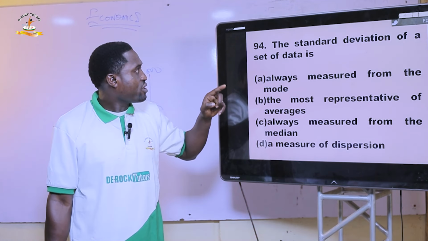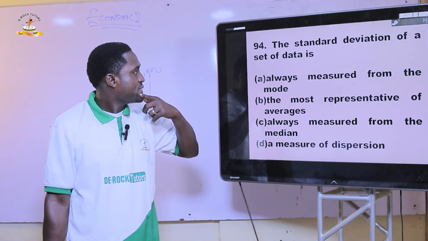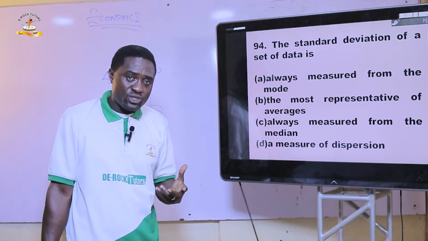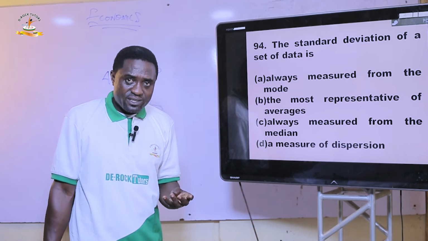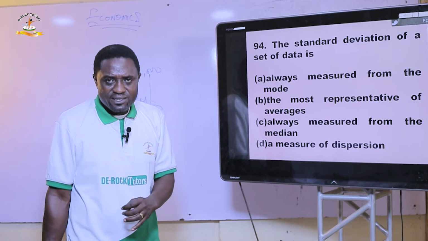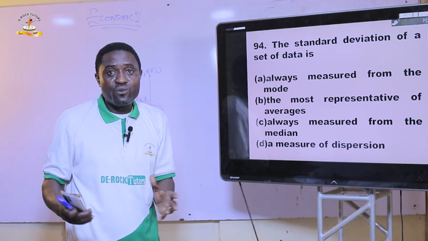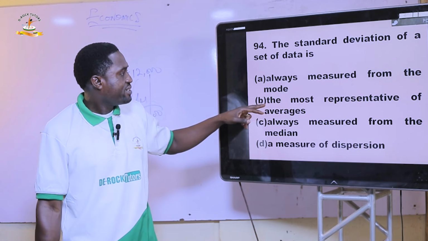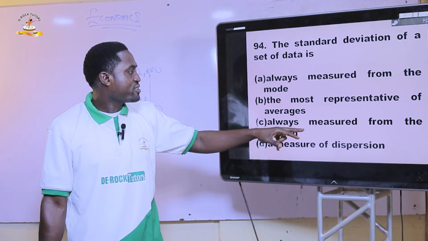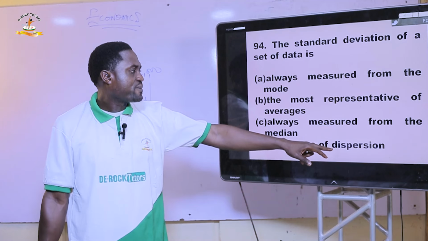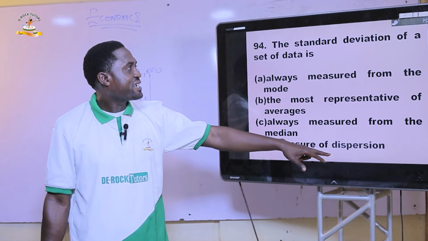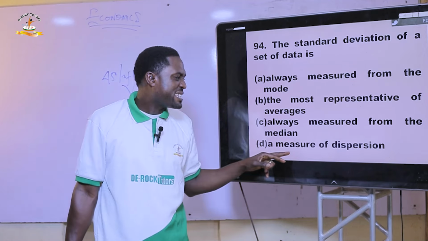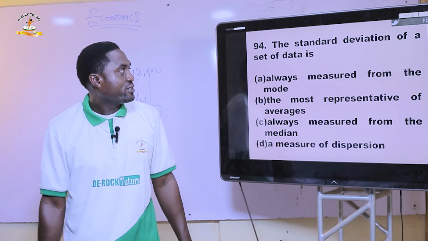The standard deviation of a set of data is what? We have mean deviation, we have standard deviation, we have variance. They are all part of a measure of dispersion. You understand? So always measure from the mode, the most representative of average, always measure from the median. So the standard deviation of a set of data is a measure of dispersion. The next question.